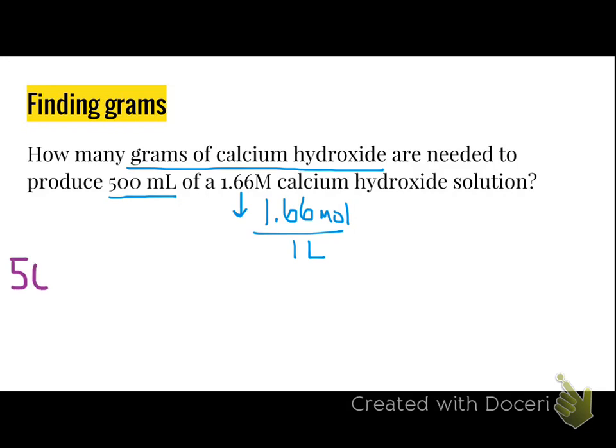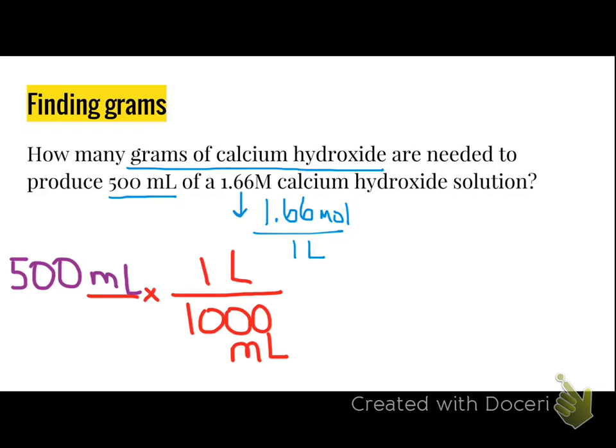We know we have 500 milliliters. So this should already be raising a red flag, because what do we need our units to be in? We need our units to be in liters. So we need to get these milliliters into liters here. Now you can just move your decimal over, which is fine, or you can do it this way: 1,000 milliliters is 1 liter. And now we're in liters, so we need to use this conversion factor.